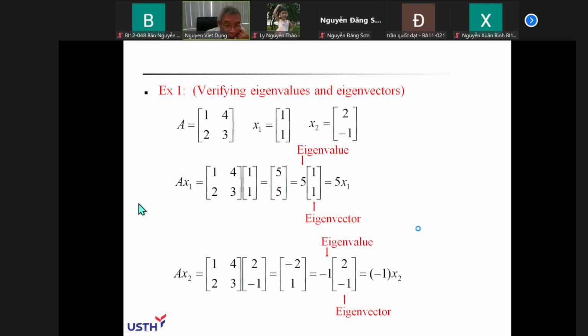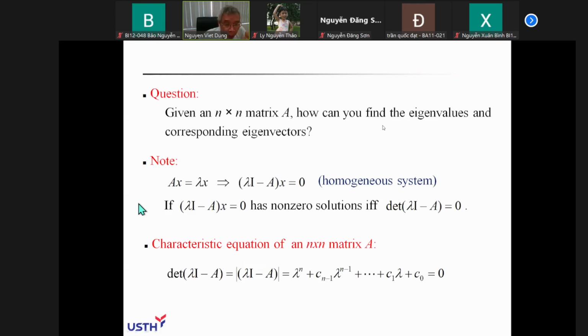But the problem is how you can find it. We are given an n by n matrix A. How can we find the number lambda, the eigenvalue, and also the eigenvector x corresponding to lambda? It is explained here. Lambda must satisfy the equation that the determinant of lambda I minus A equals 0. That equation is named the characteristic equation of matrix A.